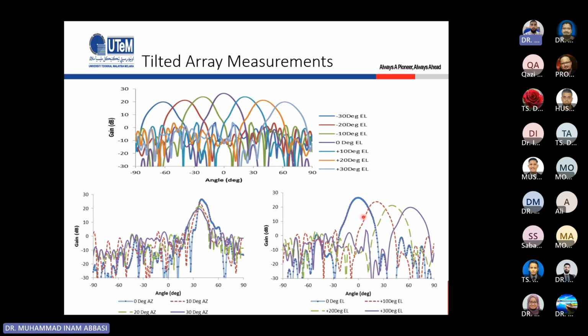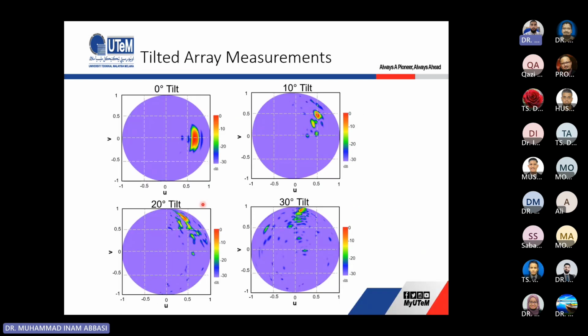For measurements, we did it for one side, but it is symmetric, so we will get almost the same results. For the azimuth plane, after doing the tilt, we are not getting too much difference. That is what we were expecting; we were not going to disturb it in the azimuth plane. So this is how we get the result for the beam steering array.